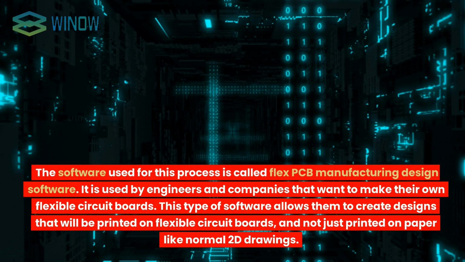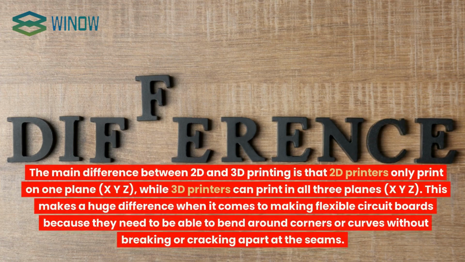This type of software allows them to create designs that will be printed on flexible circuit boards, and not just printed on paper like normal 2D drawings. The main difference between 2D and 3D printing is that 2D printers only print on one plane, XY, while 3D printers can print in all three planes, XYZ. This makes a huge difference when it comes to making flexible circuit boards because they need to be able to bend around corners or curves without breaking or cracking apart at the seams.